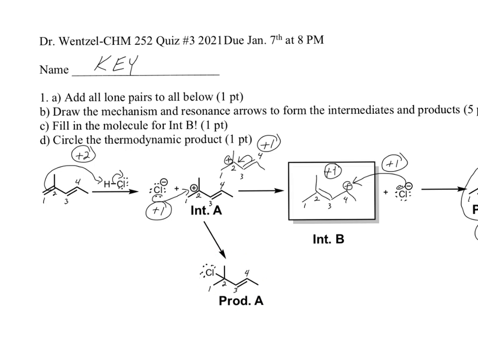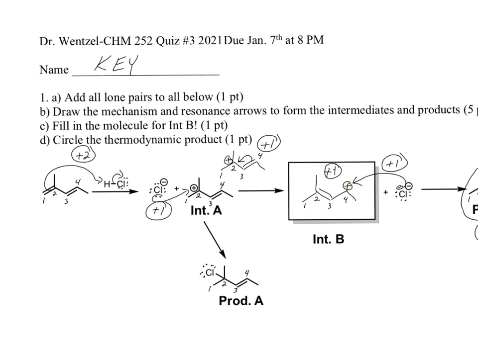We call this the 1,2 product because something added, hydrogen added to 1, the chlorine added to 2. Alternatively, from intermediate A, you could do a resonance structure where the pi bond between 3 and 4 moves, those 2 electrons move to make a new pi bond between 2 and 3, and the carbocation results on carbon 4. From there, the chlorine could react and react with carbon 4.